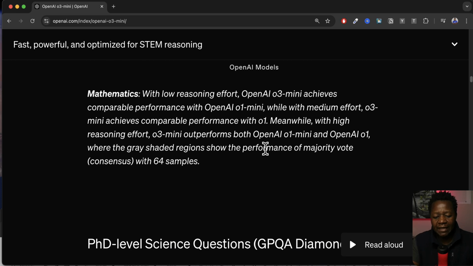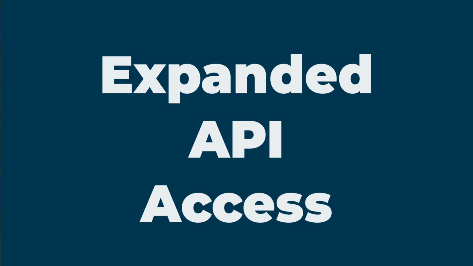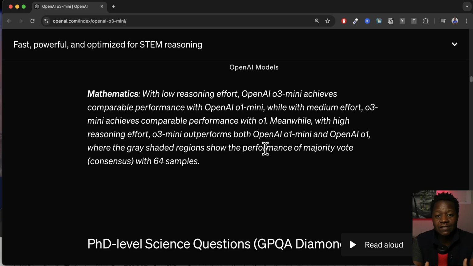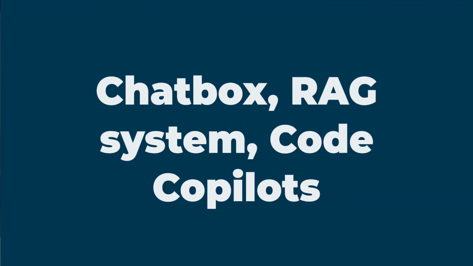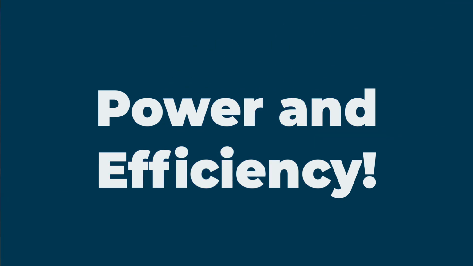What does that really mean, expanded API access? Well, O3 Mini is coming through the chat completion API, which allows developers to customize our own applications that will use the API. We'll use these models through the API. So whether you're building a chatbot or a RAG system or even code copilots, using O3 Mini will offer a great balance between power and efficiency.